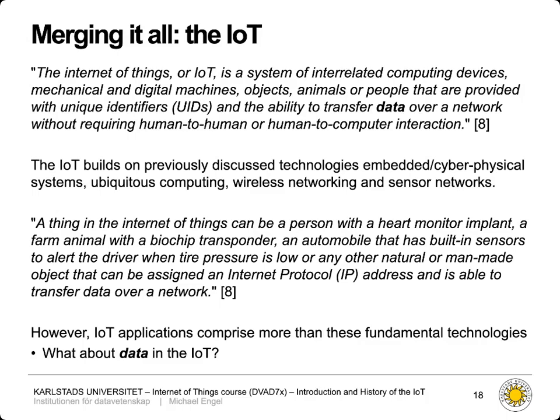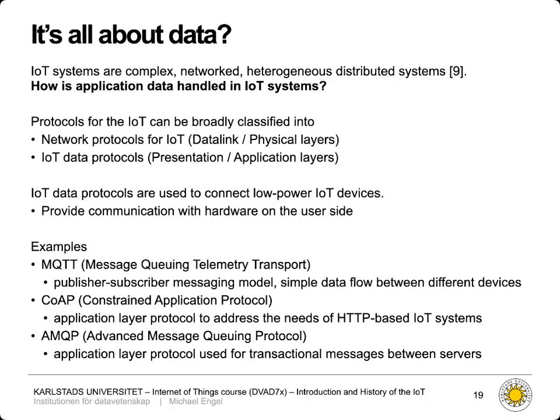So what about the data in the Internet of Things? So is the Internet of Things all about data, like some people think? Well, it's an important part. So they're complex, they're networked, they're heterogeneous, distributed systems. The question is, how can we handle application data? Now, obviously, since this is application data, it's very much dependent on your specific application, what this data is all about. Nevertheless, for building interoperable systems with heterogeneous components, we need to have some standards. And these standards are defined in network protocols on different layers.